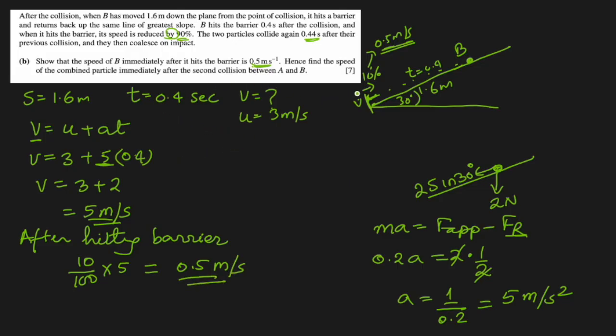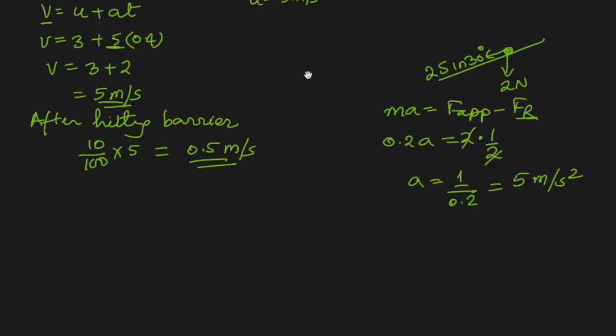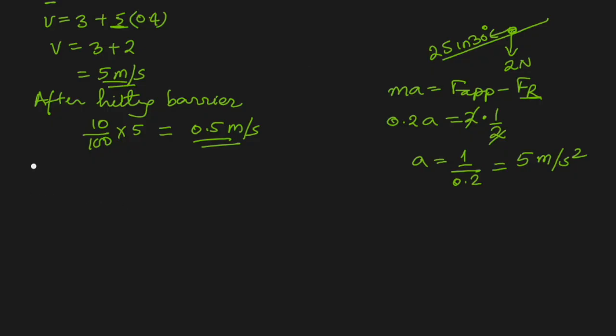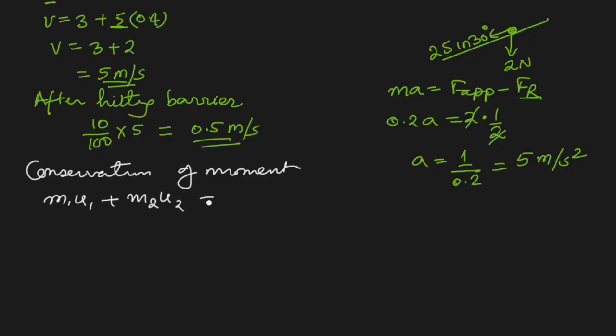Good. Let's talk about the second one. Find the speed of the combined particle immediately after the second collision. Okay, after the second collision. So before the second collision, we should know this, but again we will use conservation of momentum and the same formula. In this case both masses have become the same, so we will write this way: m1 plus m2 v. They will be combined.